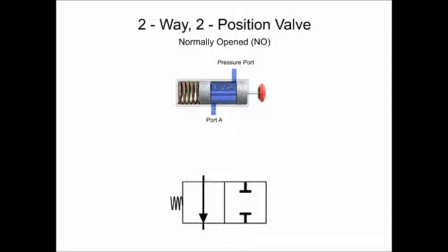Actuators used to change valve positions can be mechanical, pneumatic pilot, or electric solenoid. To complete the diagram, the primary actuator symbol is placed on the other end of the graphic symbol. In this case, the actuator is a push button.